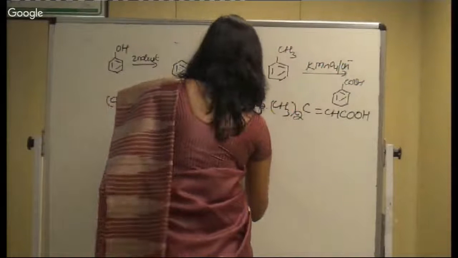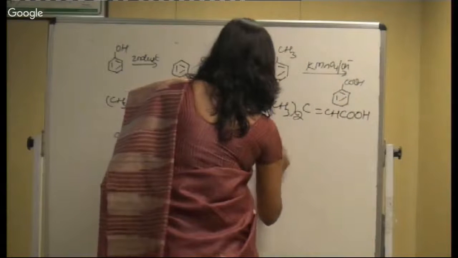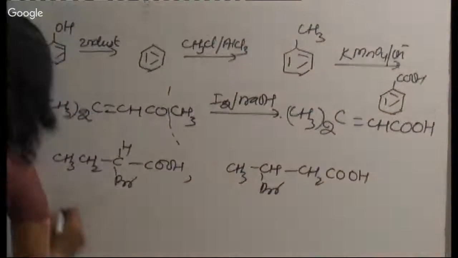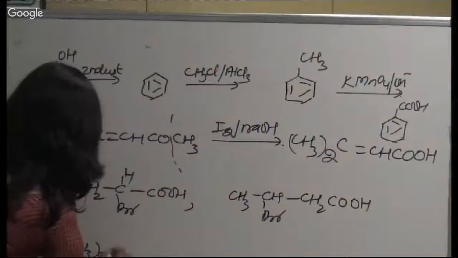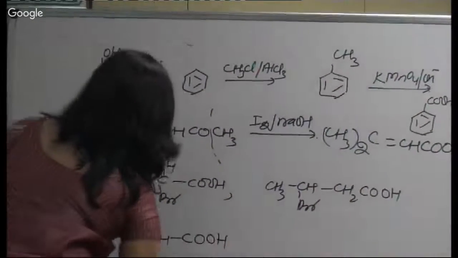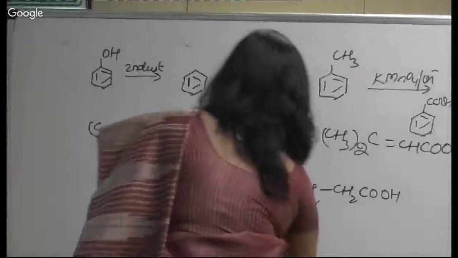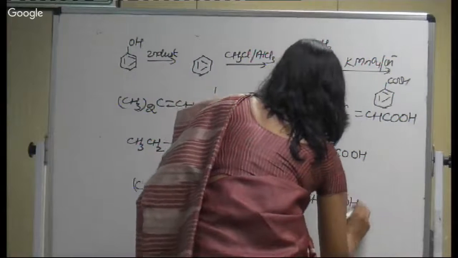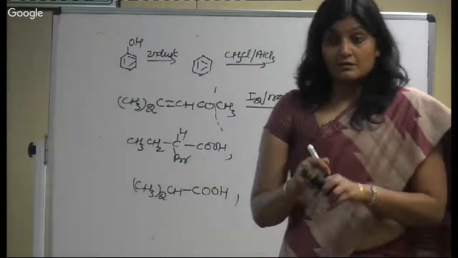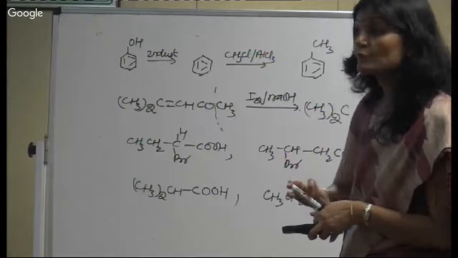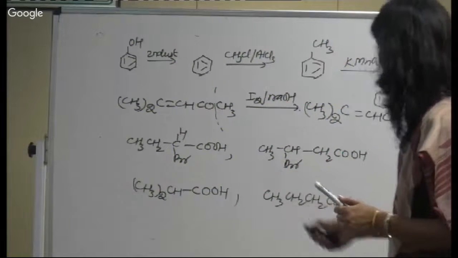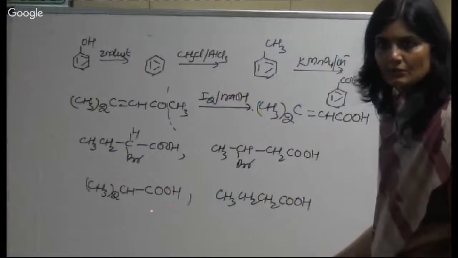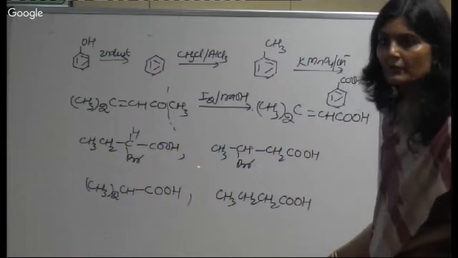2-bromobutanoic acid, 3-bromobutanoic acid, then isobutanoic acid, then n-butanoic acid. See here, you have two different types of groups. That is why I have written them separately. You have electron donating groups attached to the carboxyl group, and the other category is the electron withdrawing group attached to the carboxyl group.